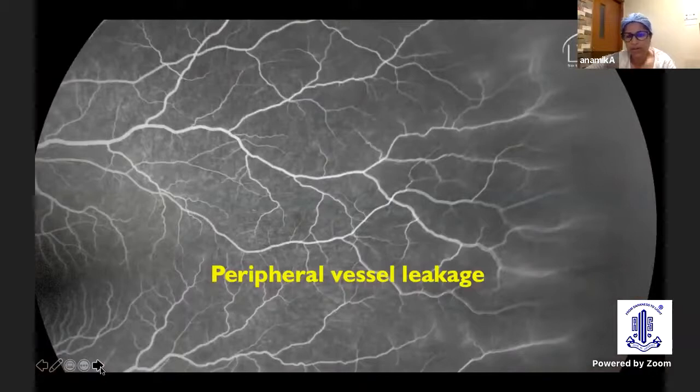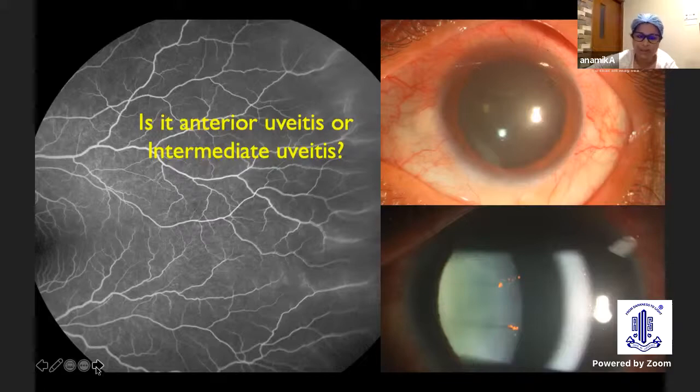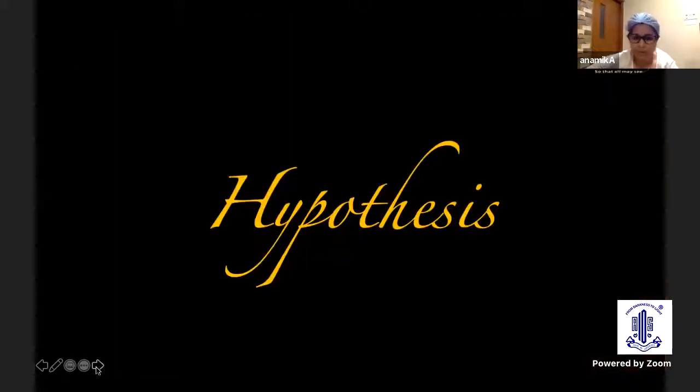But if you look at the wide field fluorescein angiography here, there is the presence of very subtle peripheral retinal vascular leakage. Now in a case like this, though your clinical acumen tells you that you are dealing with non-granulomatous anterior uveitis, the fluorescein shows you a picture like this. So would you now question the very diagnosis: am I dealing with anterior uveitis or is it an intermediate uveitis? So what could be the hypothesis?